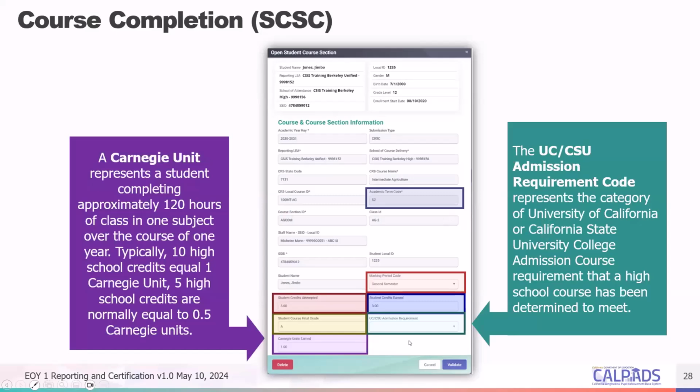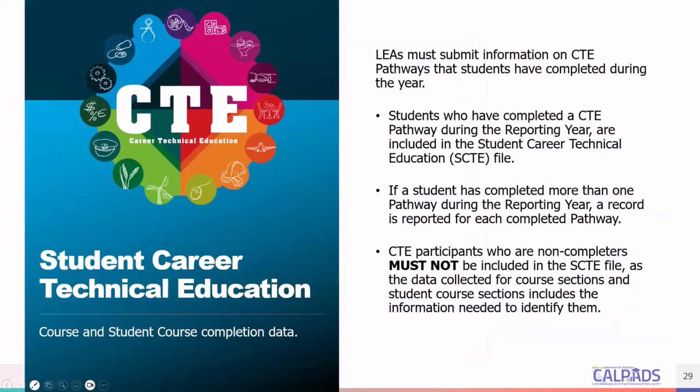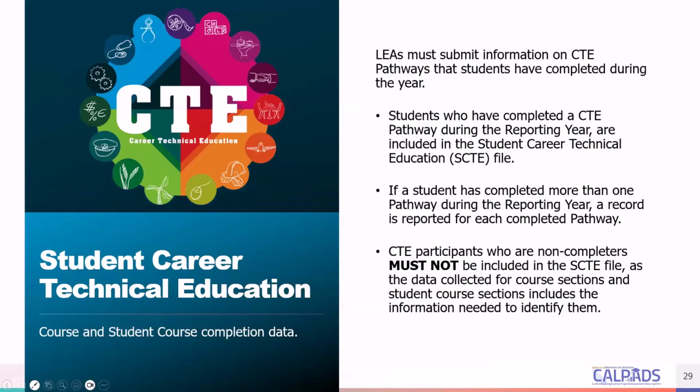All right, let's go ahead and move into the CTE submission. So the CTE completer information is submitted in end of year 1 using the SCTE file format. So LEAs must submit information on CTE pathways that students have completed during the school year. Students who have completed a CTE pathway during the reporting year are included in the SCTE file submission. If a student's completed more than one pathway, a record is included for each pathway completed this academic year.